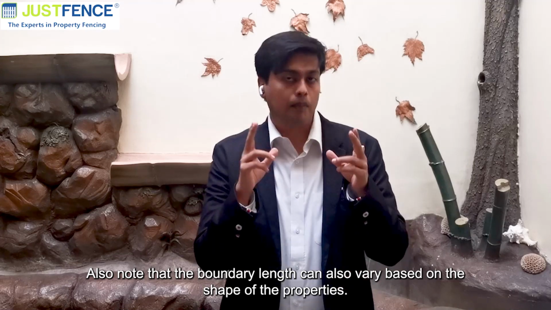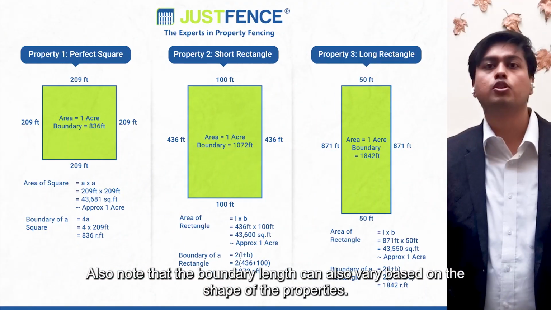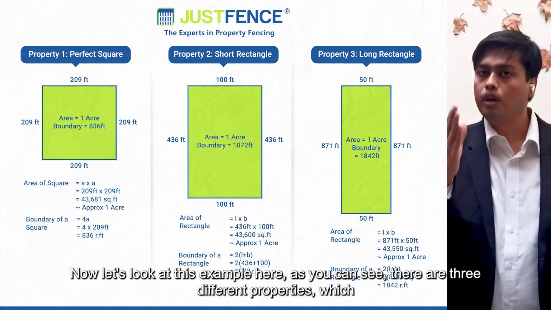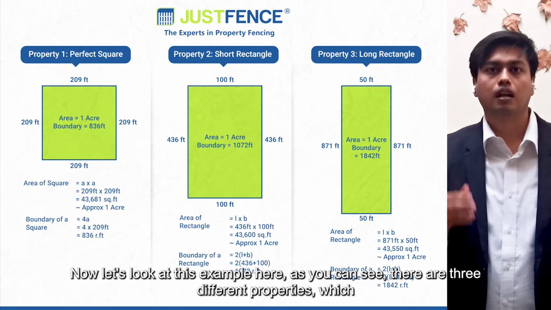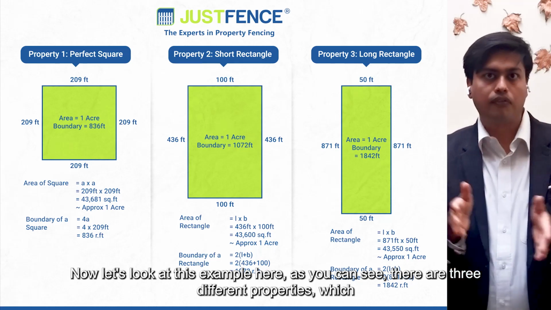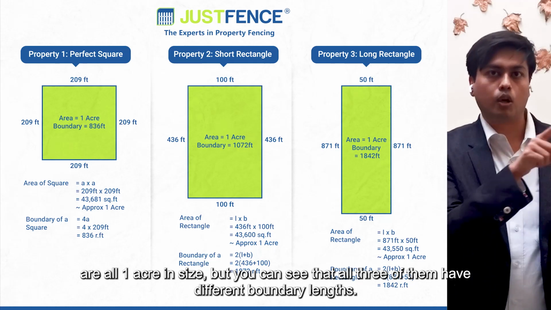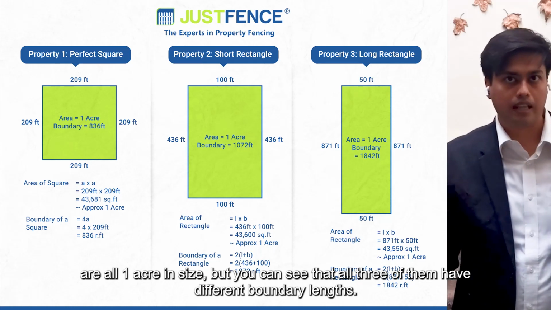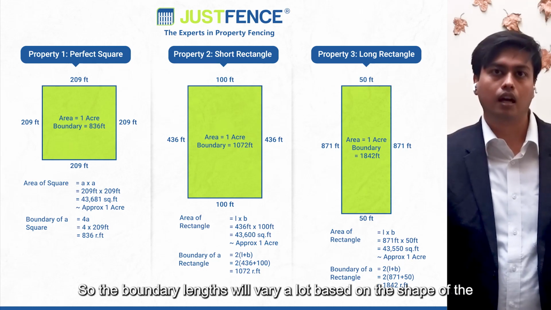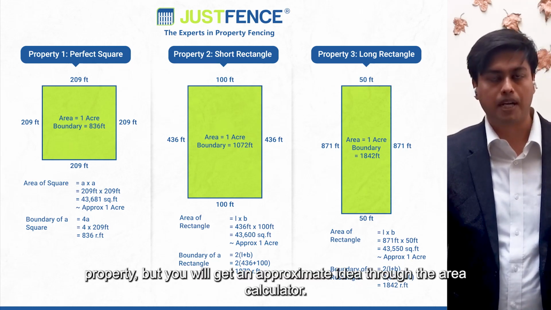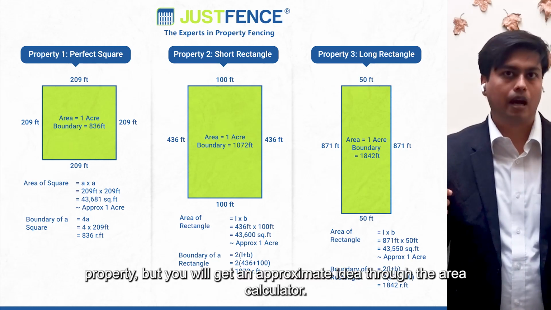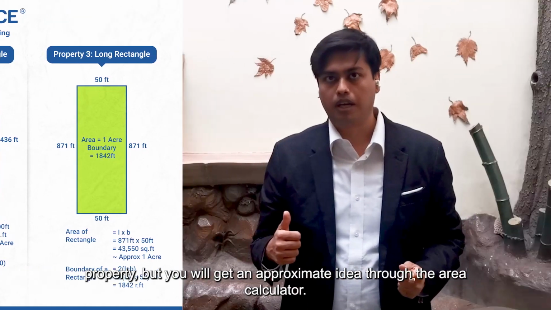Also note that the boundary length can vary based on the shape of the property. Let's look at this example here. As you can see, there are three different properties which are all 1 acre in size, but all three of them have different boundary lengths. So the boundary lengths will vary a lot based on the shape of the property, but you will get an approximate idea through the area calculator.